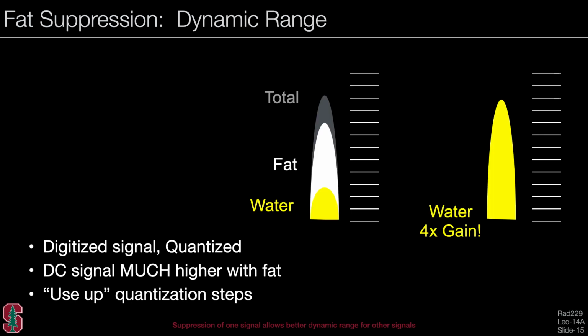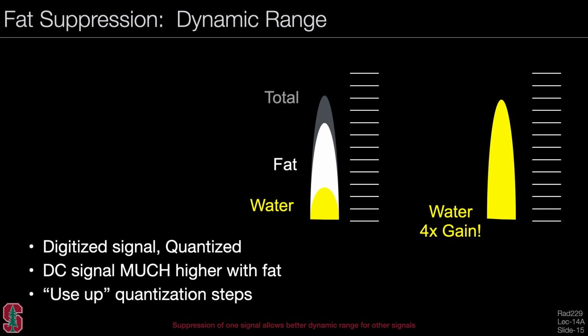Another reason to do fat suppression is considering dynamic range. We have to remember that our digitized signal is quantized. Remember that at the center of k-space, the DC signal is actually much higher when you include fat, because you're basically taking a sum across the image. So you're using up your quantization steps.